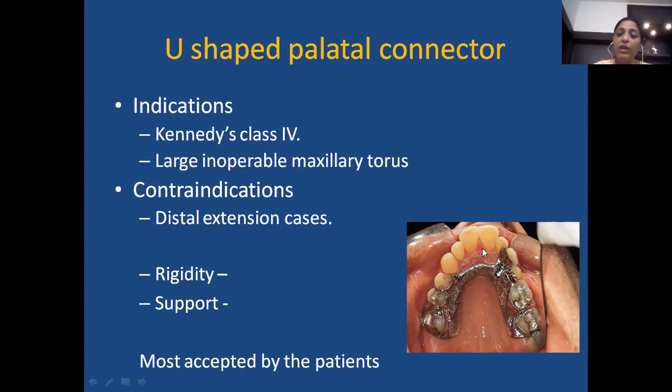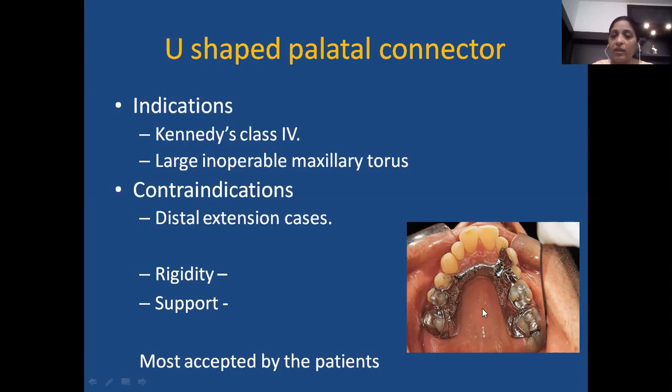4 situation. Now Kennedy's class 4 situation is a situation in which the edentulous area is bounded by teeth only posteriorly. It is also a bilateral situation and the teeth are only present posterior to the edentulous area. But this design can be given in class 4 as well as in cases where tori is present. If there is a tori present in the center of the palate, like here, then we can give this design because it won't interfere with or cover the tori.